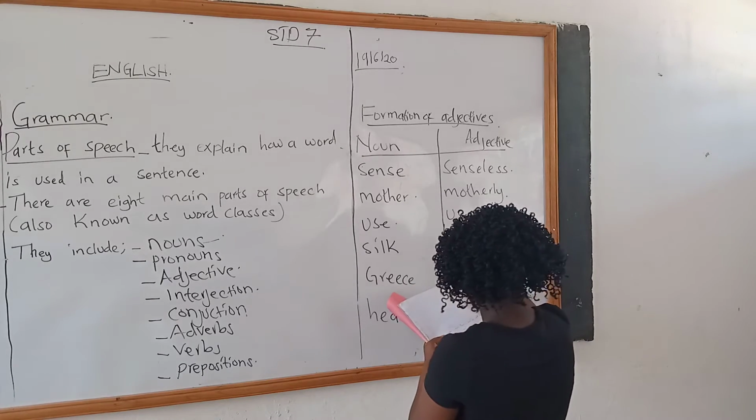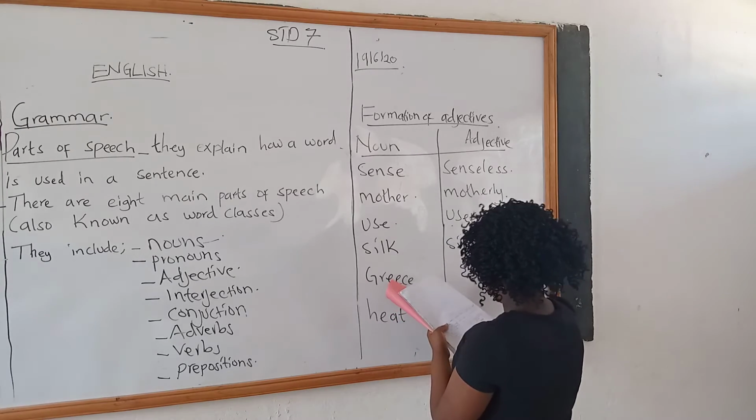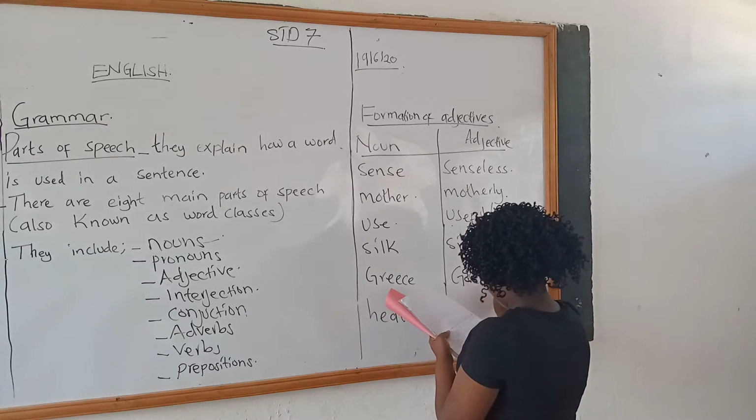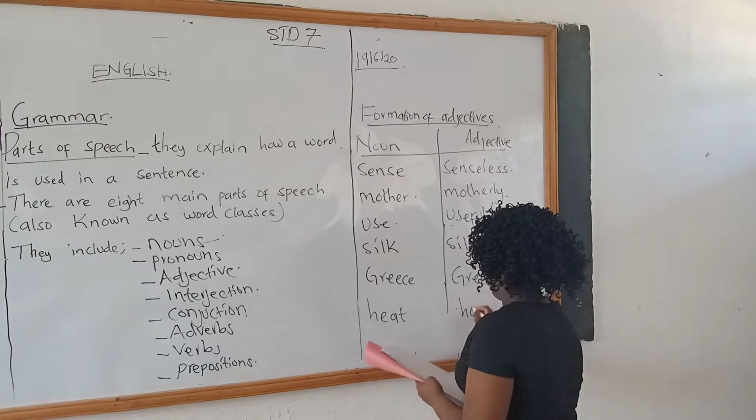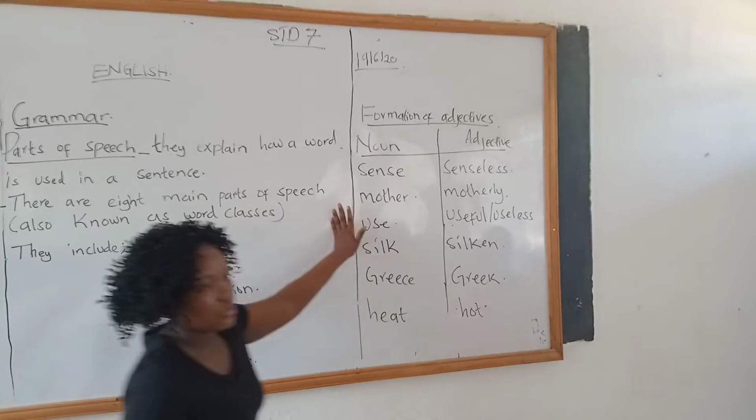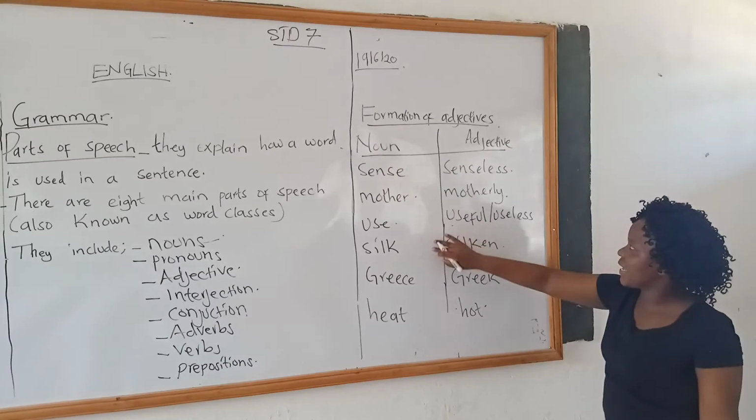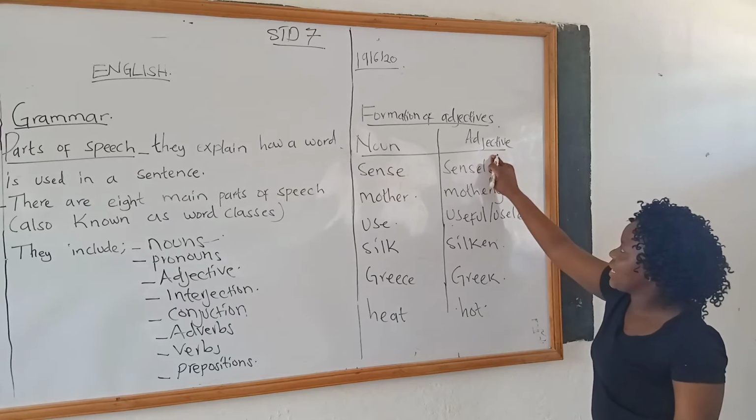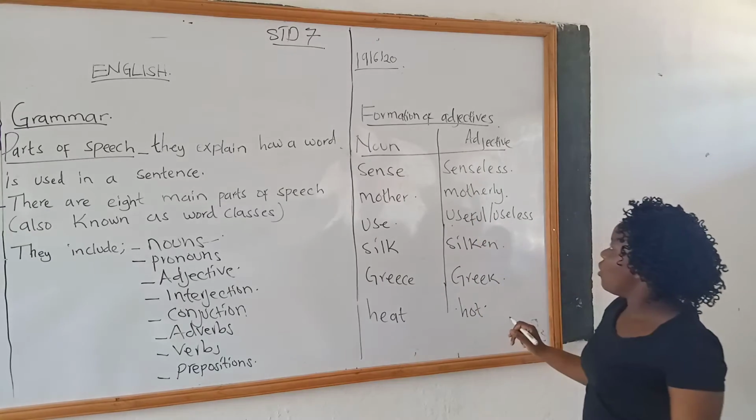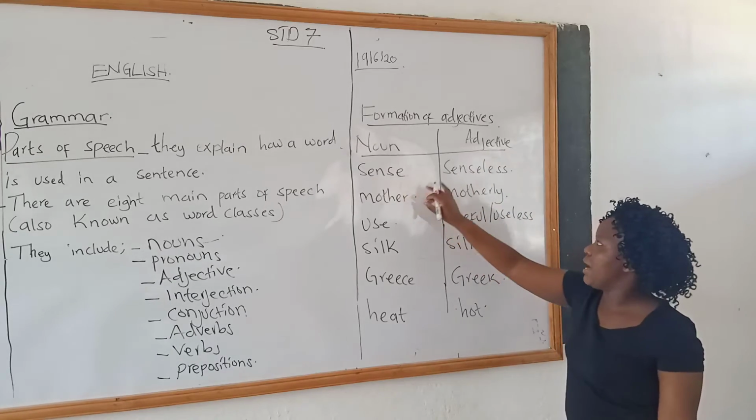Then we have silk becomes silken. Then Greece becomes Greek. Then heat becomes hot. So these are nouns. We've said a noun is a naming word, and we've said an adjective is a describing word. So we can form an adjective from a noun.